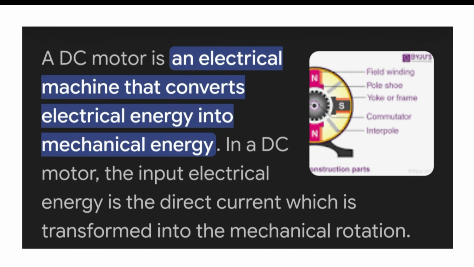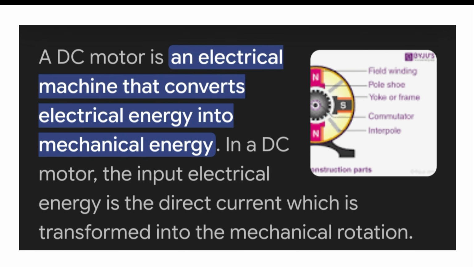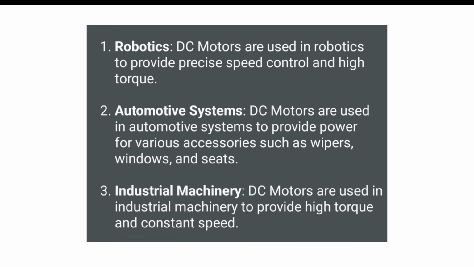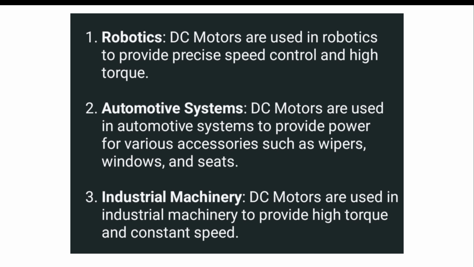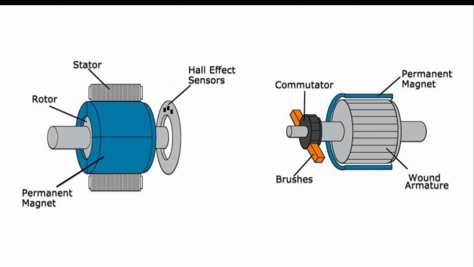DC motors are a type of electric motor that uses direct current to produce rotation, and they are very widely used in applications such as robotics, automatic systems, and also in industrial machinery where we're using DC motors. DC motors work on the principle of electromagnetic induction.